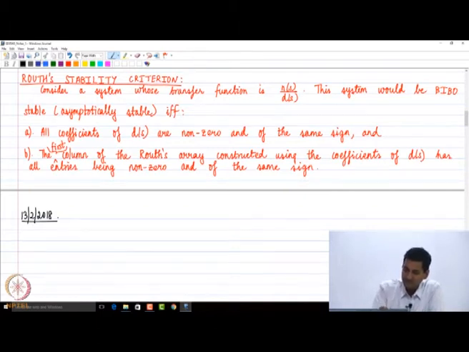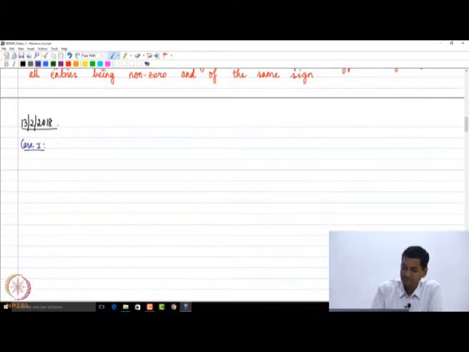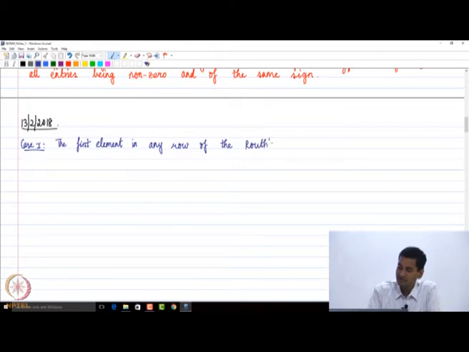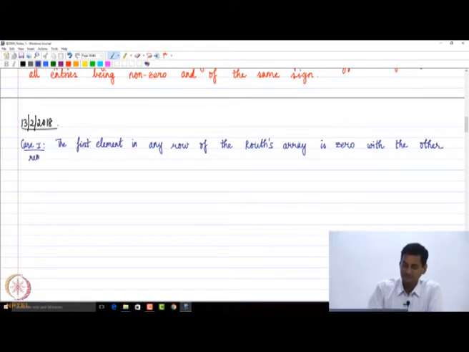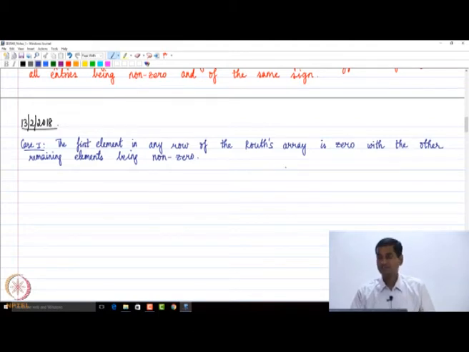The first case is when the first element in any row of the Routh's array is 0, with the other remaining elements or entries being non-zero. That's the first case that we would be studying.